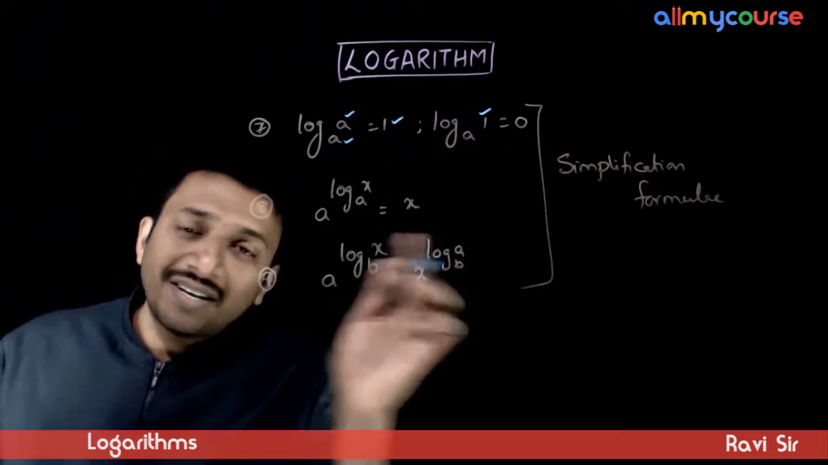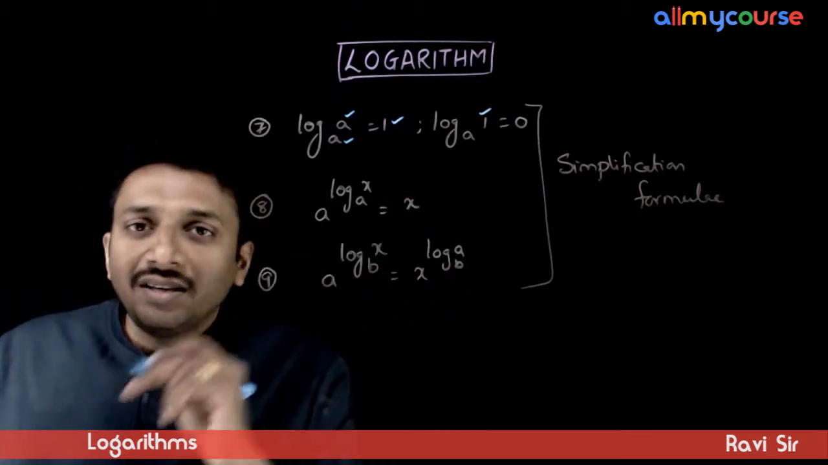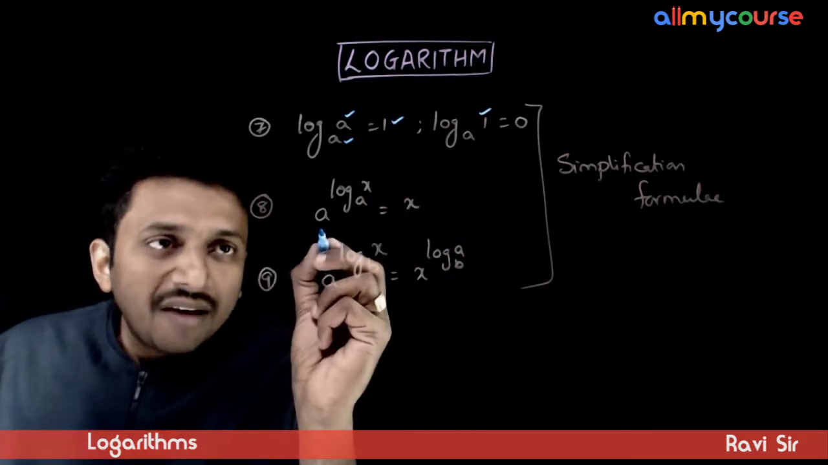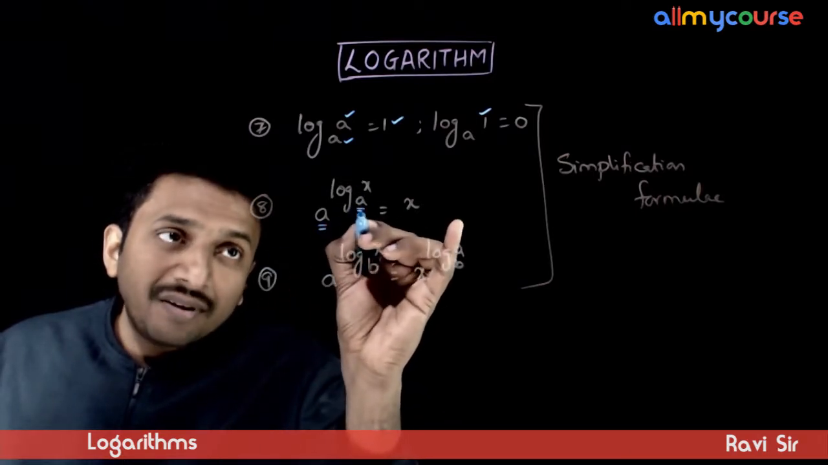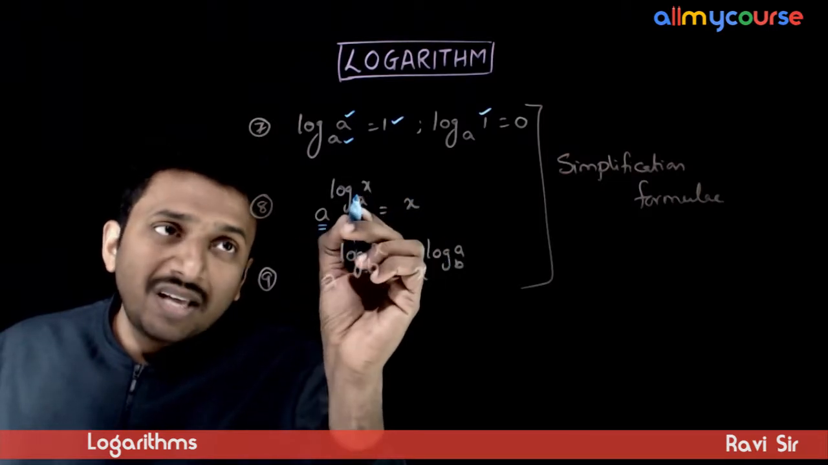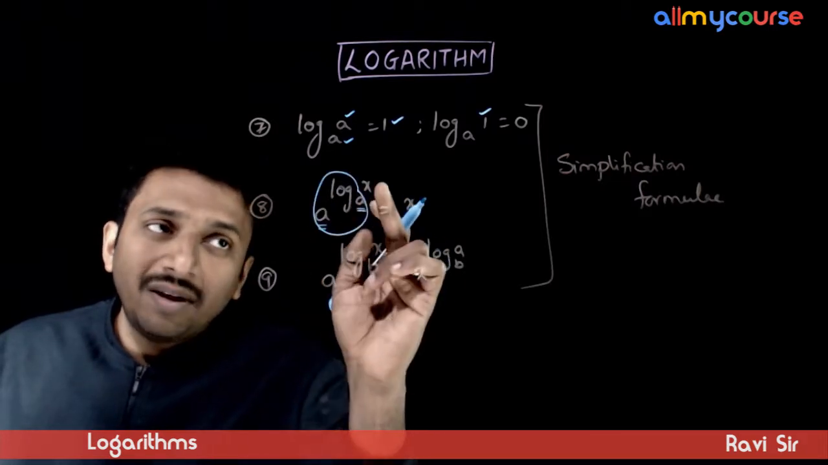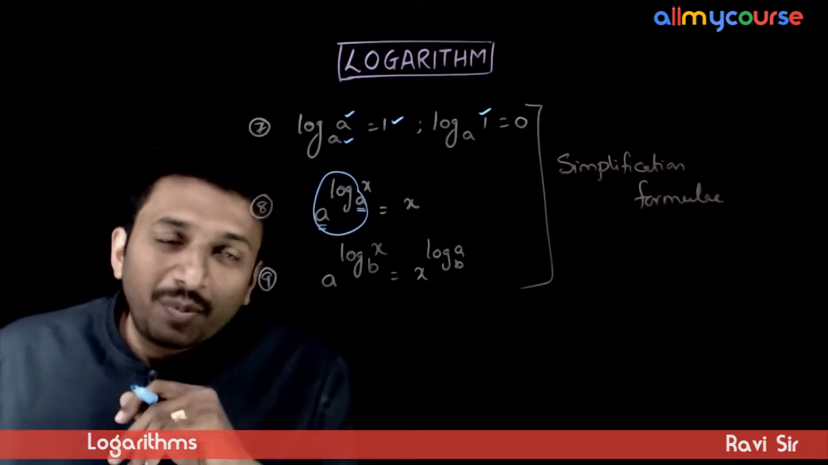Next, these two are interesting formulas. So a power log x to the base a is equal to x. So if you have a in the base and in the power, if you have also a in the base, then these two bases, everything will get cancelled out and you get x as the answer. So this is a very interesting property.